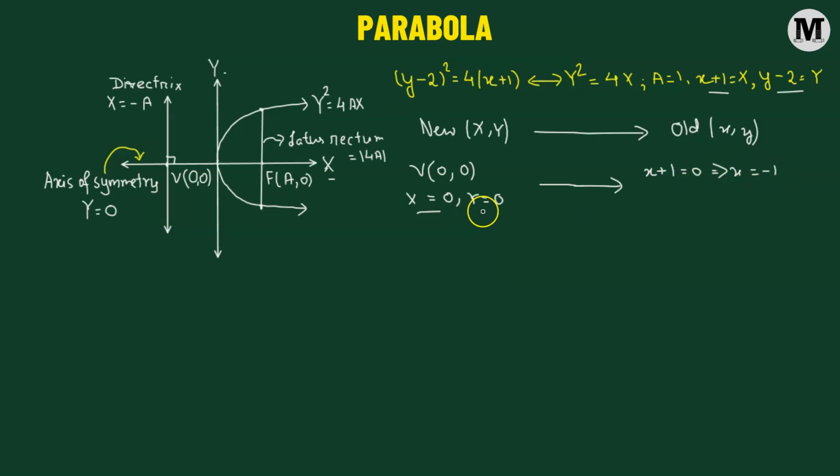This gives us x equals negative 1. And then we'll use the equation y equals 0, but in place of y, we will use y minus 2. So y minus 2 equals 0, which gives us y equals 2, which means that the coordinates of the vertex in the old system are going to be negative 1, 2.